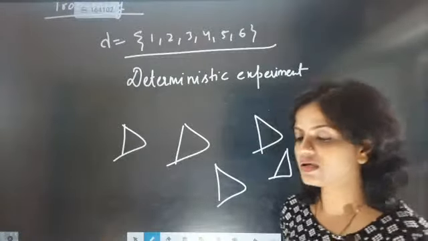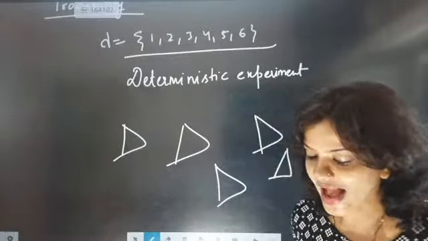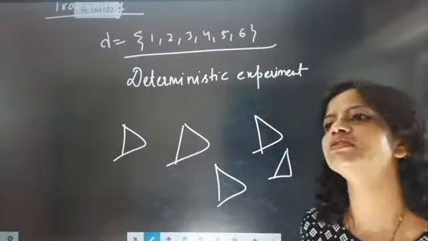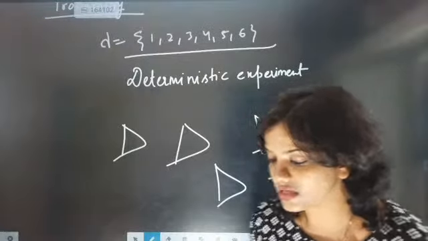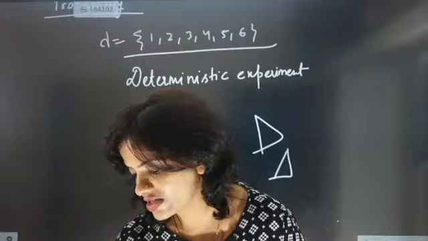Okay, now the next part of the deterministic experiment: angles. Absolutely, there will be 3 angles. Now the sum of the angles will be what? There will be exactly how many angles?